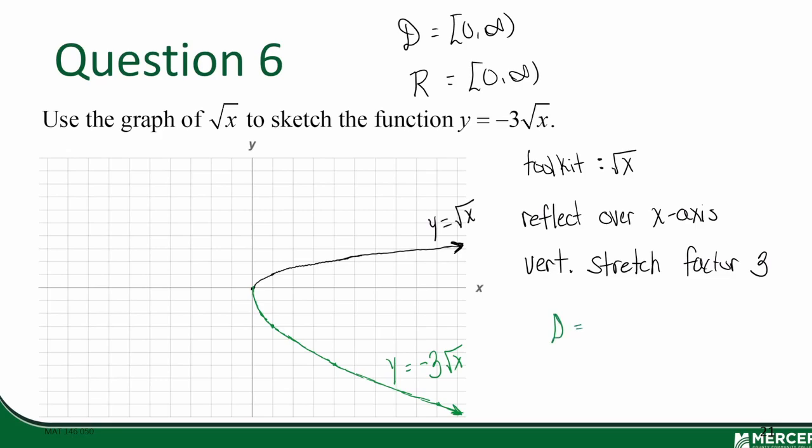What's the new domain? 0 to infinity, same thing, right? We're not affecting the input at all. What's the new range? Negative infinity to 0. Right, there are technically 2 effects on the output: negative and then tripled. But triple of negative infinity is still negative infinity, and triple of 0 is still 0. So that's why it only looks like there was 1 effect.